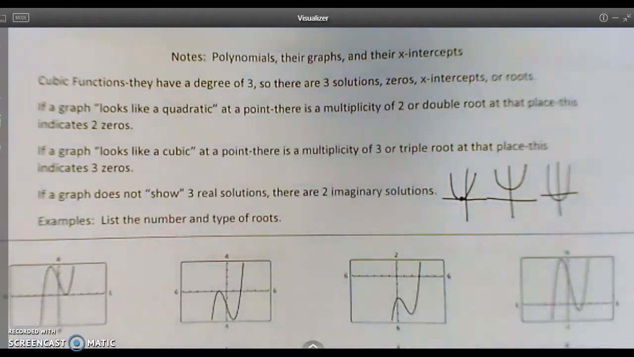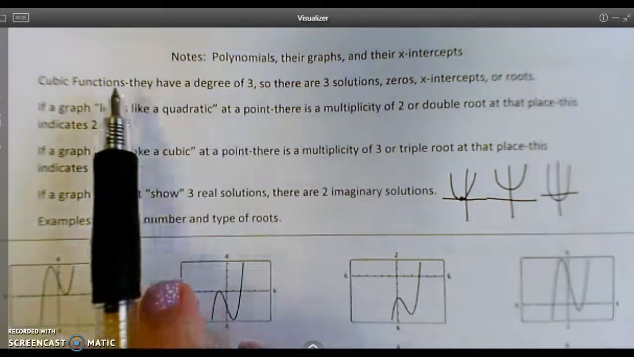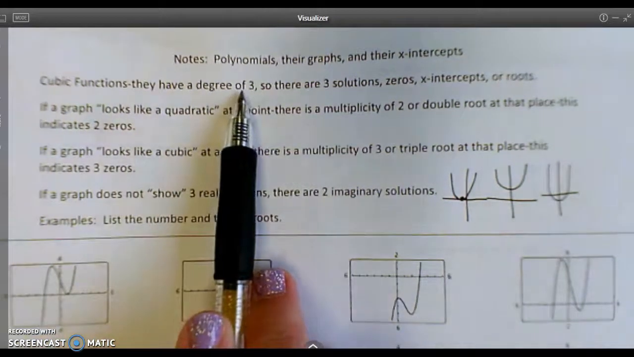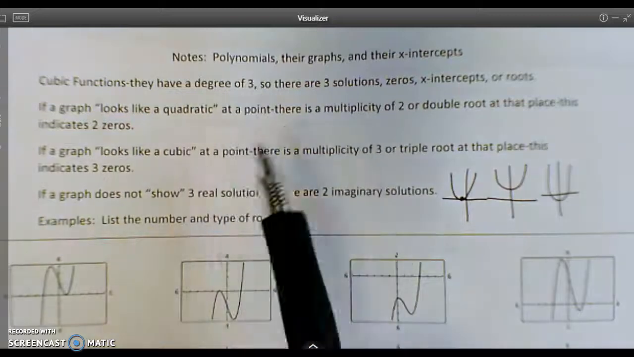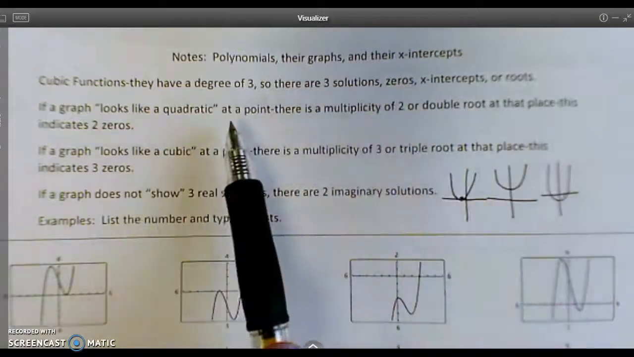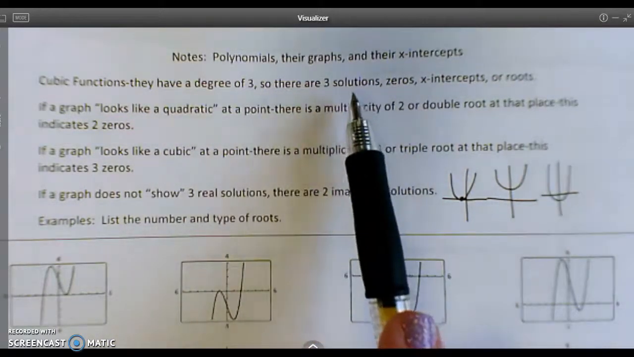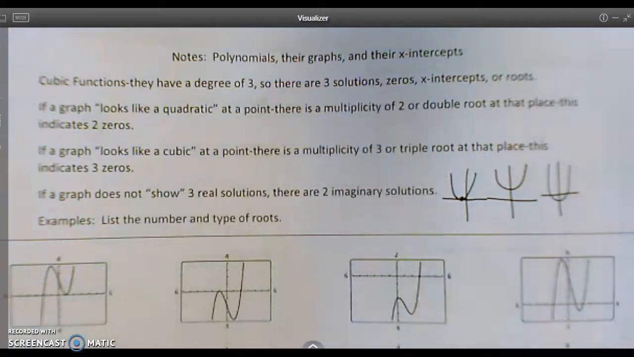Cubic functions add a root. So with quadratics, the highest power is a 2, so that's why there's 2 of everything. When you have cubic functions, they have a degree of 3. The highest power is 3, so that means there has to be 3 of everything. And so the possibilities is there's going to be 3 solutions. It could be 3 zeros. It could cross the x-axis 3 times.